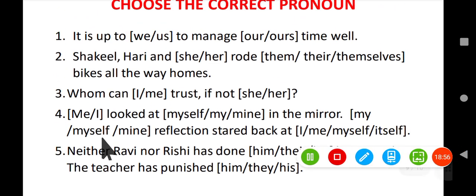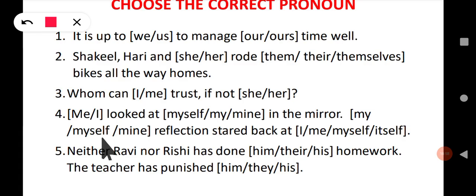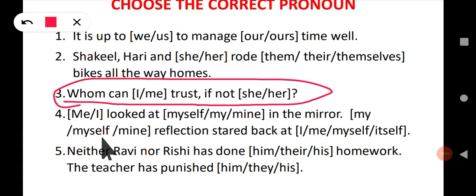I would like to correct yourself once. Whom can I trust if not she, if not her? Okay, which one can we use? Technically, can I trust her? The sentence can be there, right? But in this statement, what you can do is, whom can I trust? Can I trust her, kind of statement?